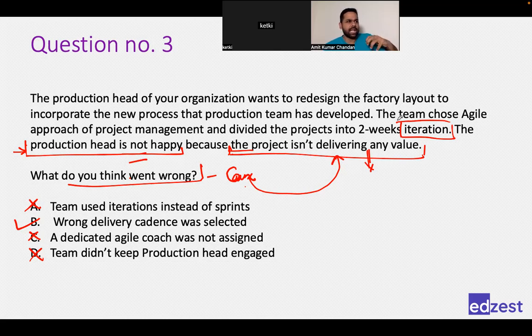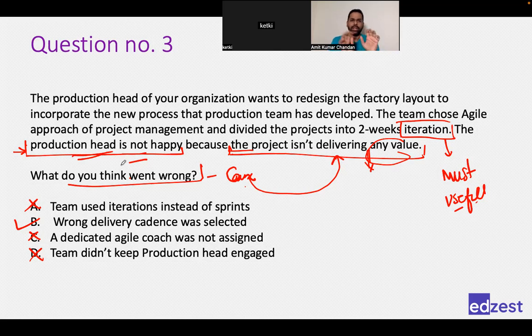What happens with phases is that a phase does not necessarily end up in you building something. You can say that my phase is only a solution phase or design phase or prototype phase. But the prototype is not a useful product. Design is not a useful product. Although you will be delivering it to the customer for checking, those are not useful products. Iteration must always result in something useful, something valuable. And this is exactly the reason why the production head is not happy. So that's the difference.